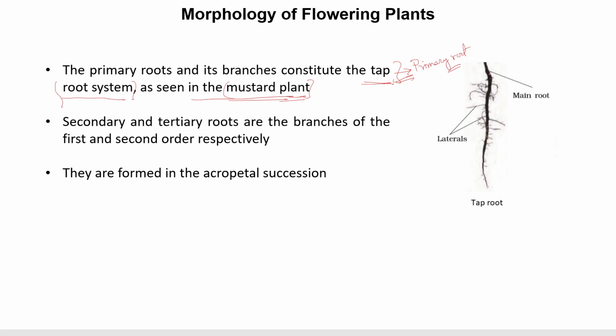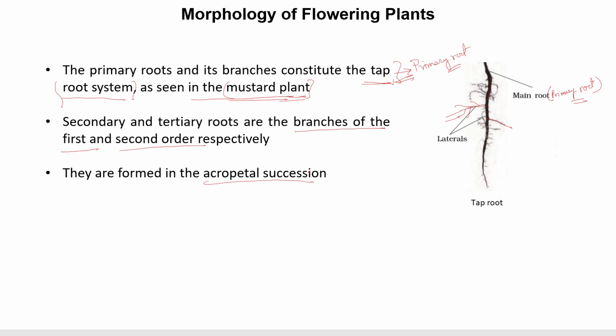Okay, so here you can see this is a mustard plant root. This is the main root, or you can say primary root. Okay, now these are the lateral branches, secondary. Now it will give rise to one more level of branching root, that will be the tertiary one. So secondary and tertiary roots are the branches of the first and second order respectively. They are formed in the acropetal succession.